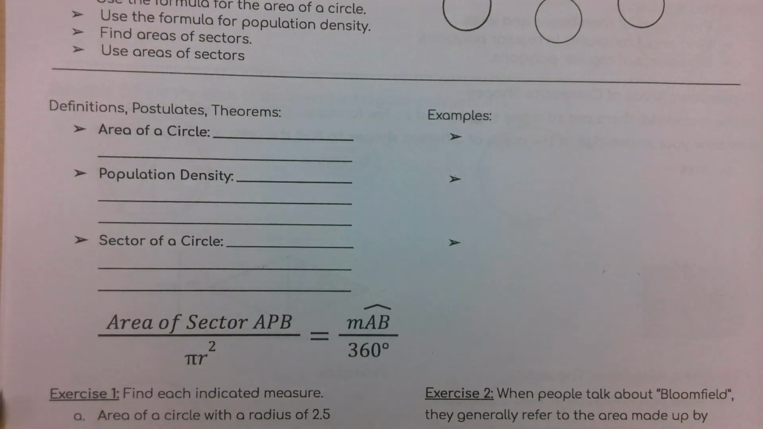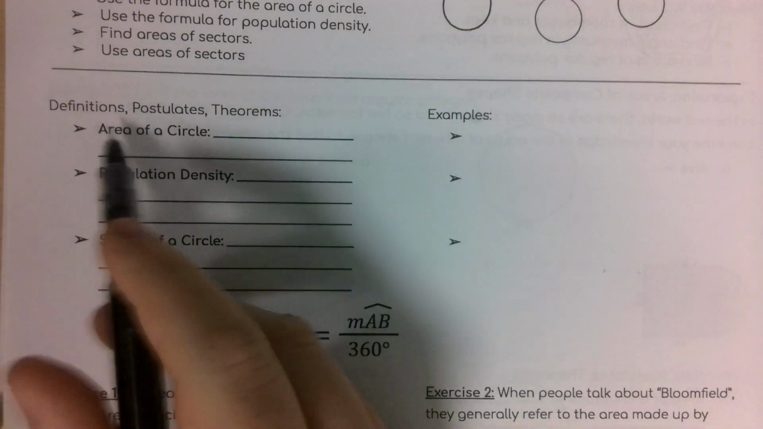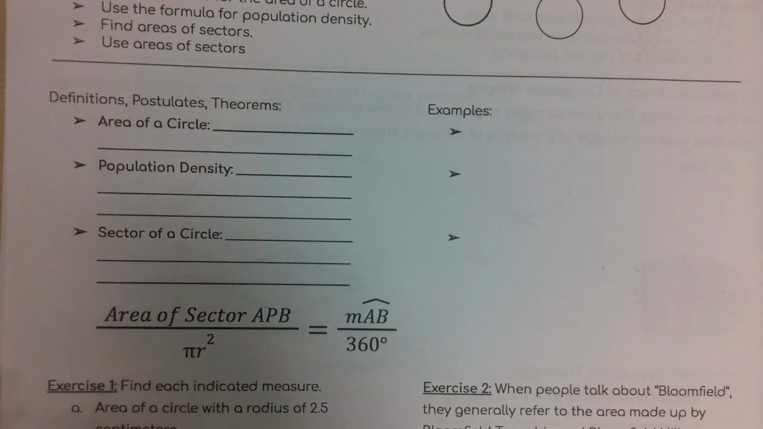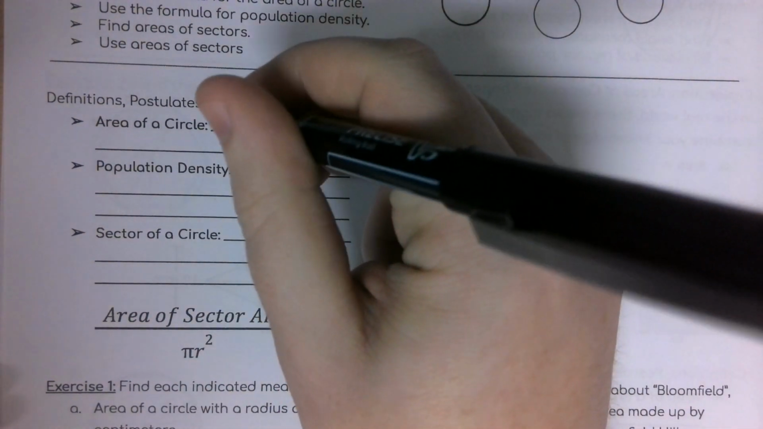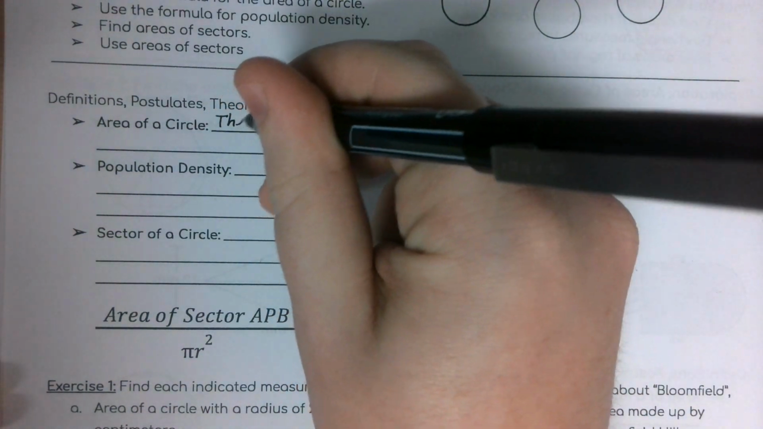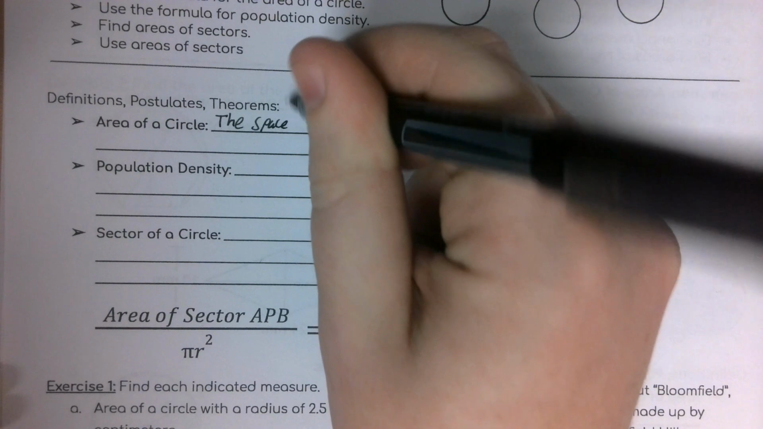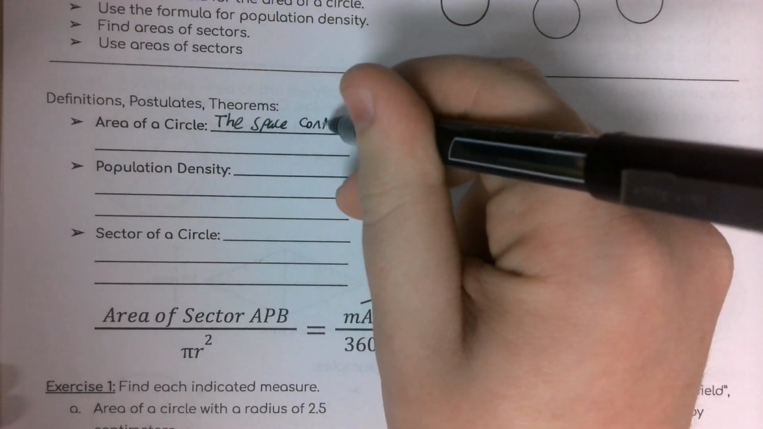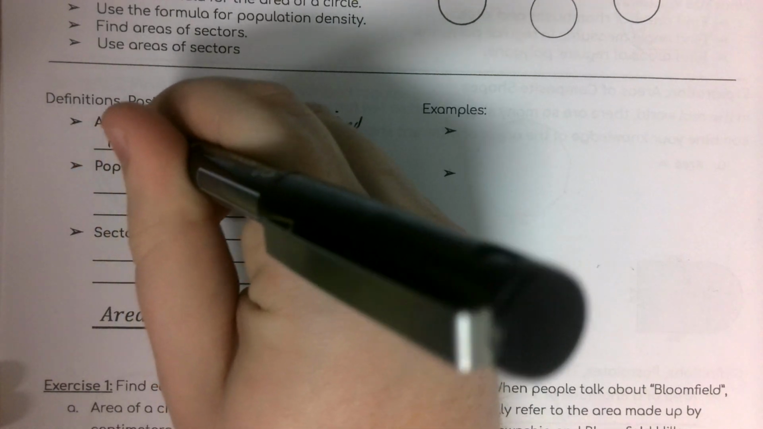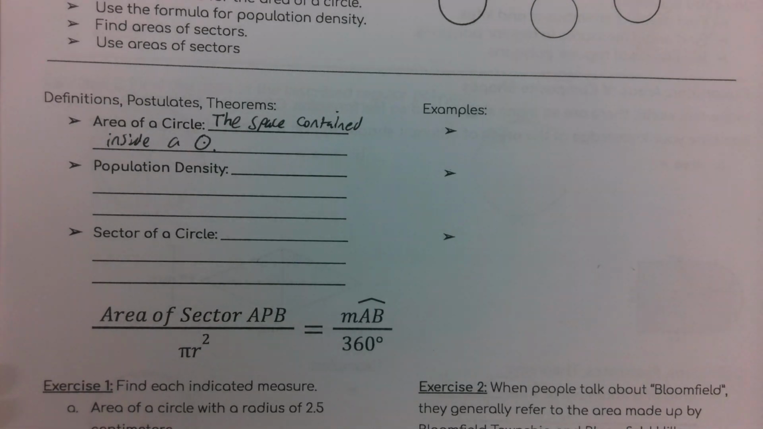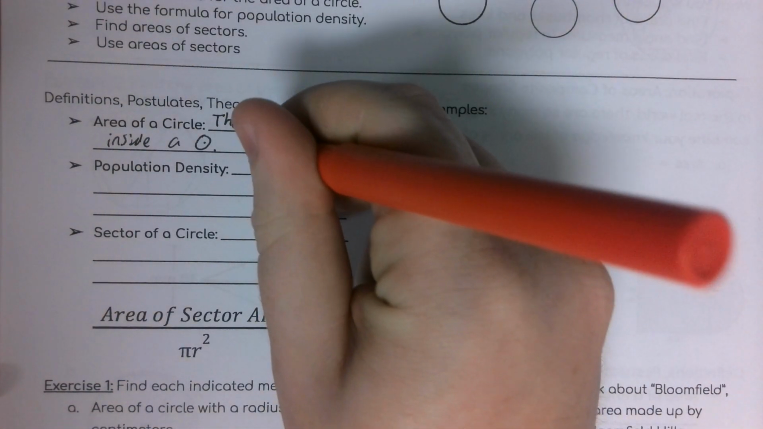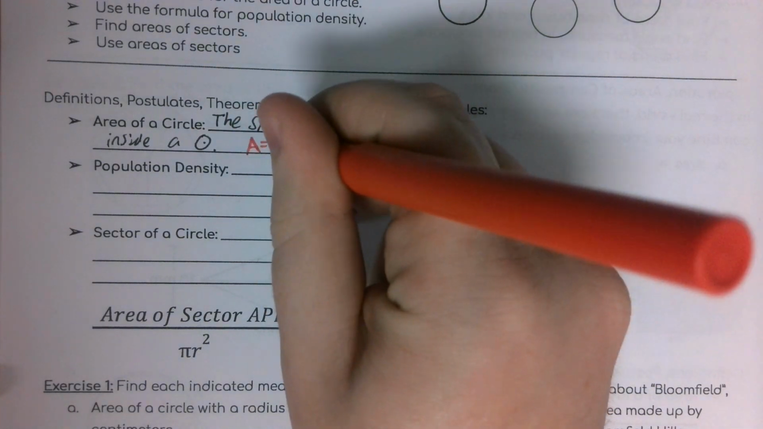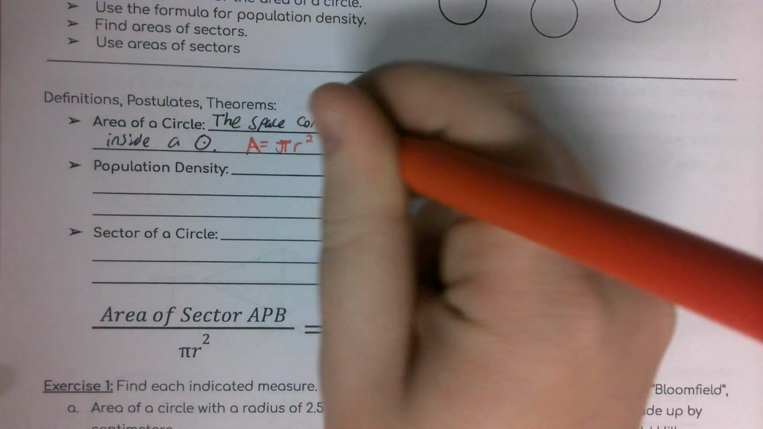First things first. Let's say we wanted to find the area of a circle. What does that mean? Well, the area is the space contained inside a circle. And you may know this formula for area. Area equals pi r squared.